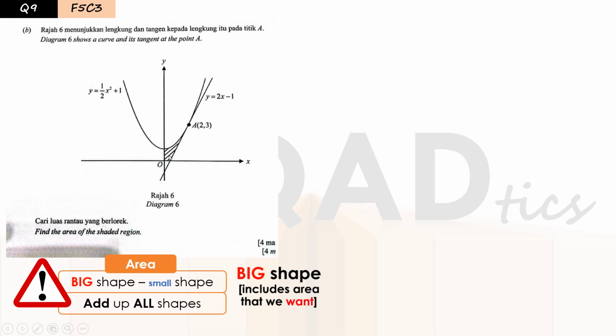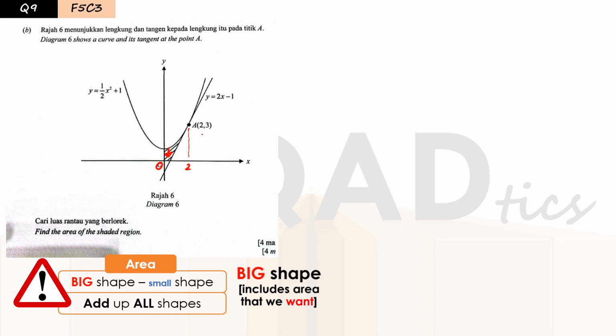If we look at the area of the shaded region here, it's actually under the curve. So if we want to include the shaded region, we need to use area under the curve. But from where to where? You can see that this region starts from this line, where x equals 0, and it ends at point A. So we can use the x coordinate of point A, which is 2.